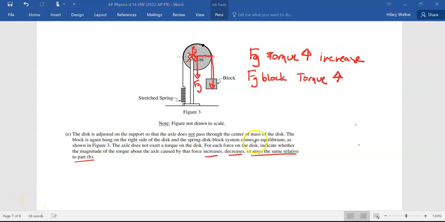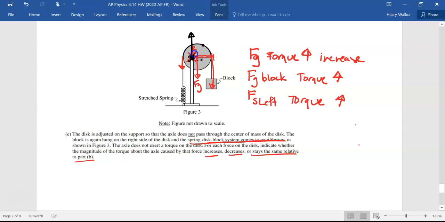Okay, so again, they say that it is still in equilibrium. So since the torque on the right-hand side overall increases, the torque on the left-hand side is going to have to increase as well. So the force due to the spring slash tension on the left is also going to increase to make sure that the torque on the right is balanced by the torque on the left so that the system stays in equilibrium.